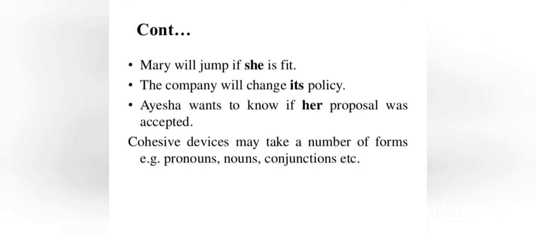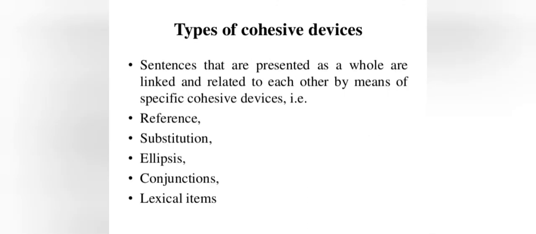Another one would be: the company will change its policy. Its policy. Which policy? The company's policy. Aisha wants to know if her proposal was accepted. Her proposal. Whose proposal? Aisha's proposal. Now, cohesive devices may take a number of forms. We're talking about pronouns, nouns, conjunctions. Sometimes, as we move on, surprisingly, you will discover that even skipping a sentence is some sort of cohesion. We'll move on to the types of cohesive devices.